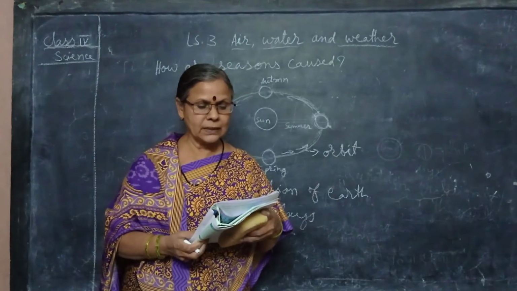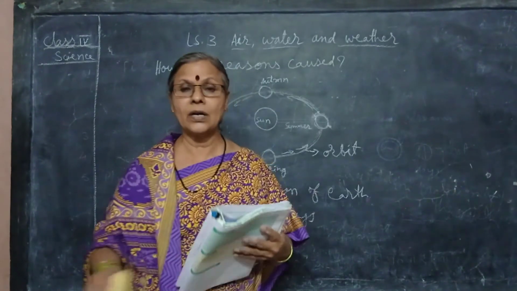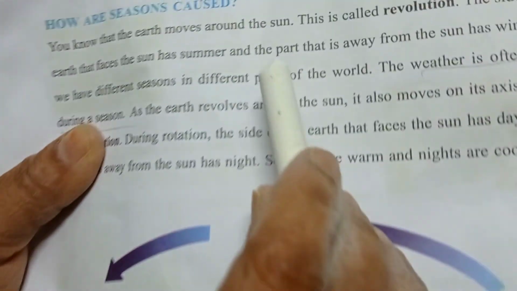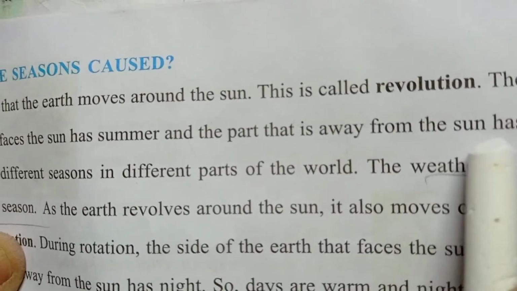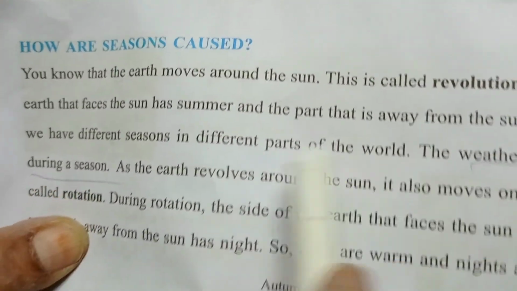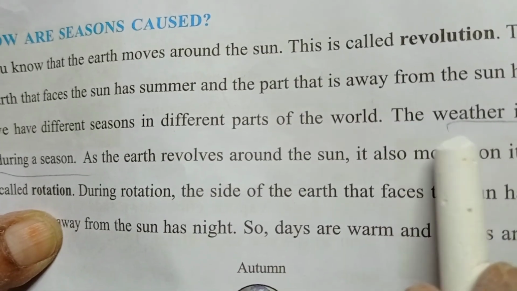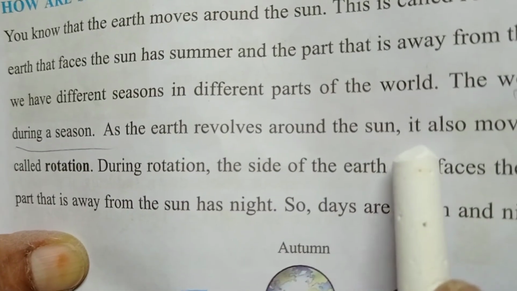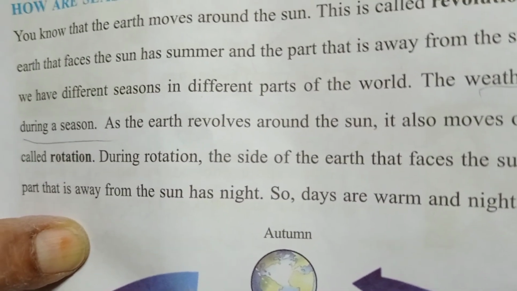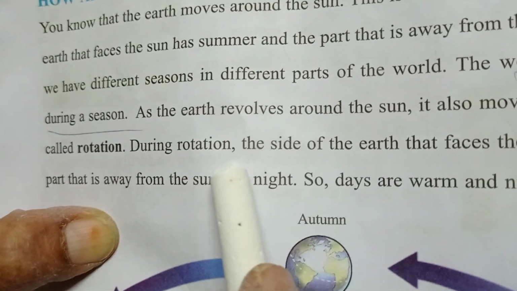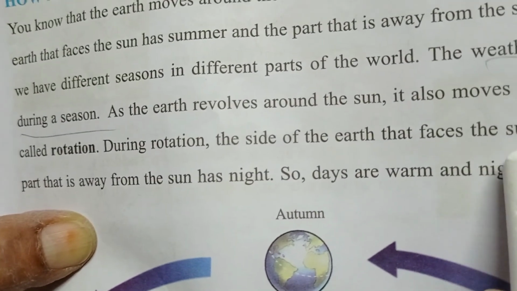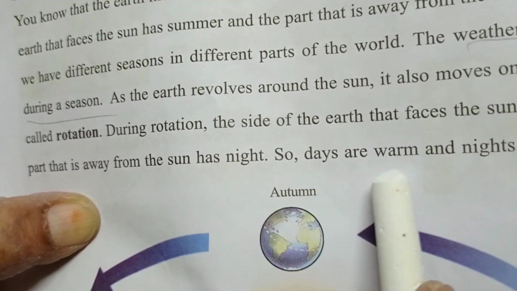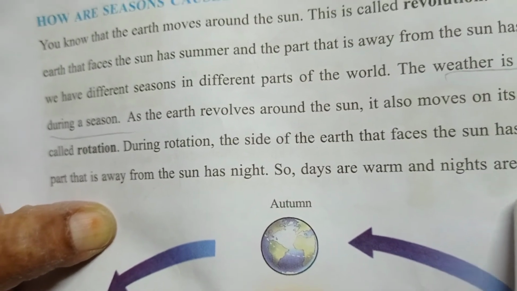You know that the earth moves around the sun. This is called revolution. The side of the earth that faces the sun has summer, and the part away from the sun has winter. So we have different seasons in different parts of the world. The weather is often stable during a season. As the earth revolves around the sun, it also moves on its axis. This is called rotation. During rotation, the side of the earth that faces the sun has day, and the part away from the sun has night. So days are warm and nights are cool.